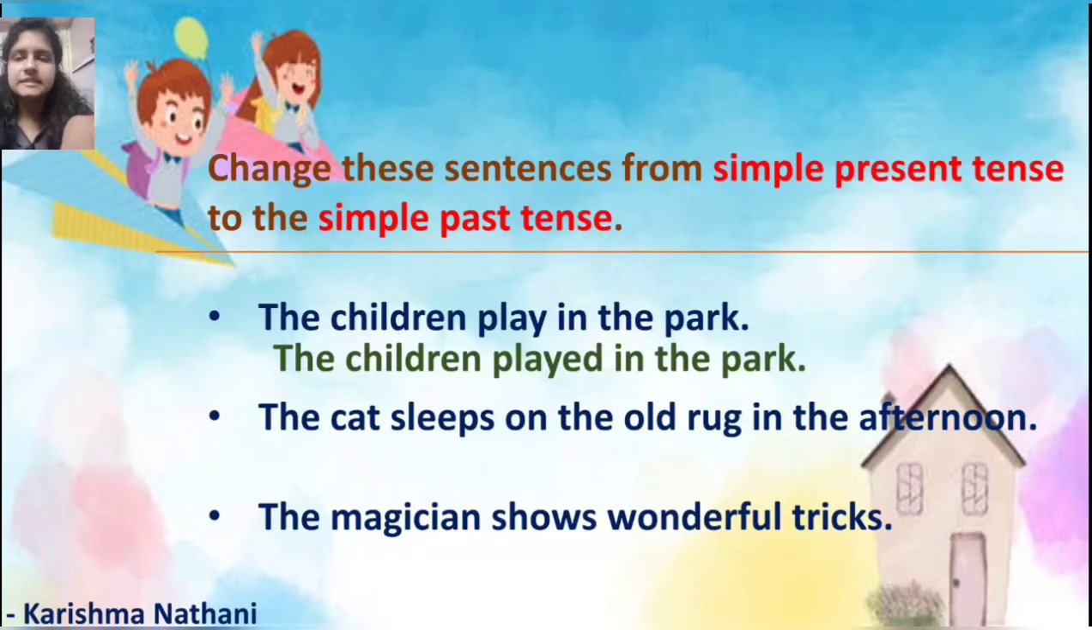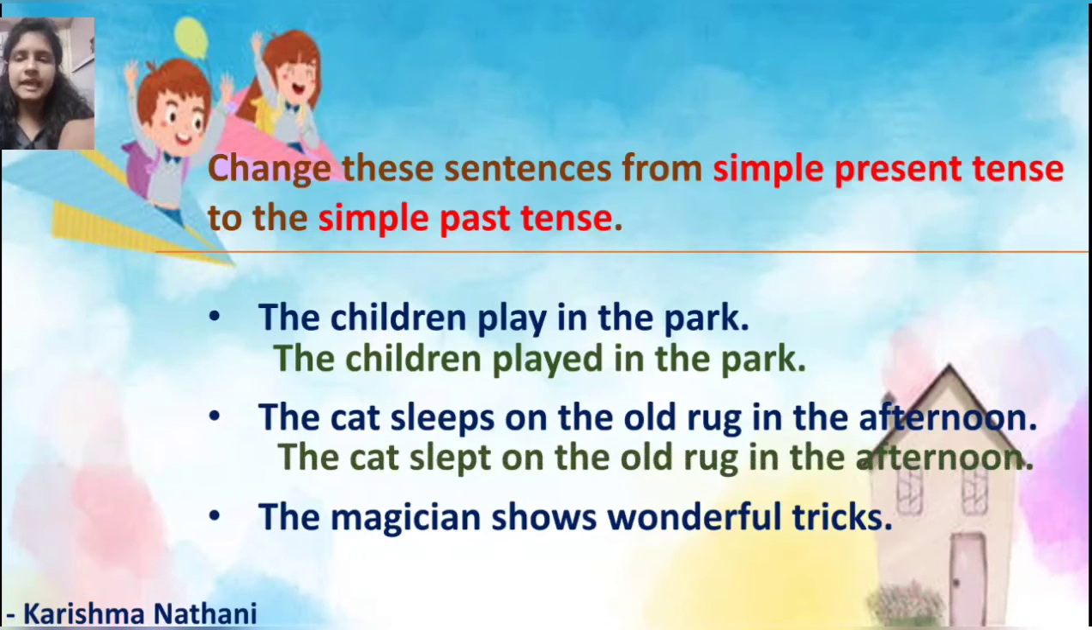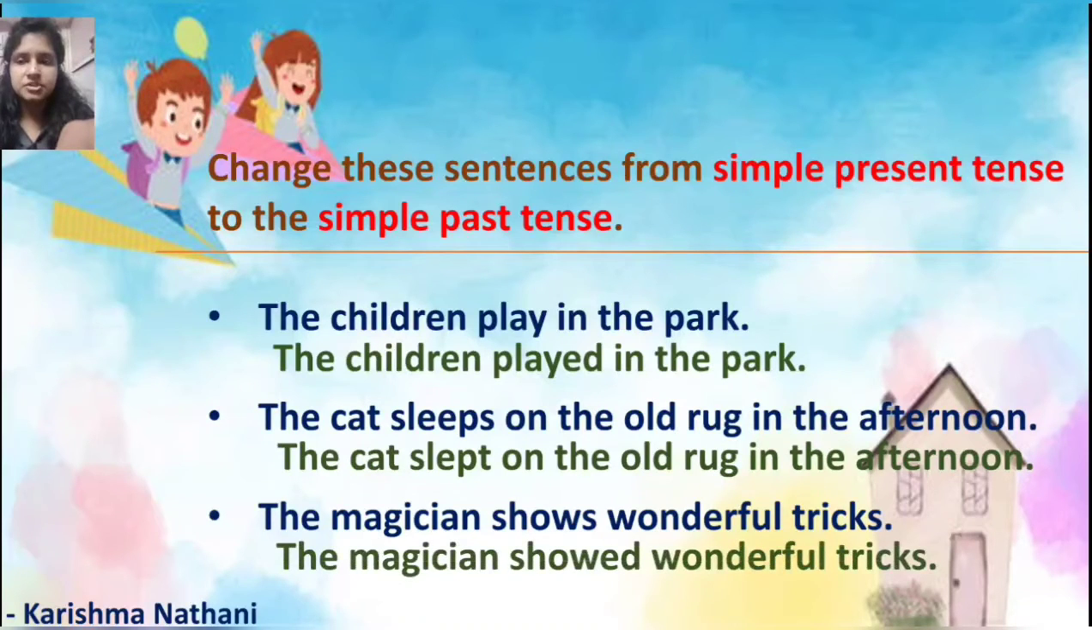The cat sleeps on the old rug in the afternoon. Sleeps becomes slept. Answer is: the cat slept on the old rug in the afternoon. Remaining sentence same. The magician shows wonderful tricks. Shows to showed. The magician showed wonderful tricks.